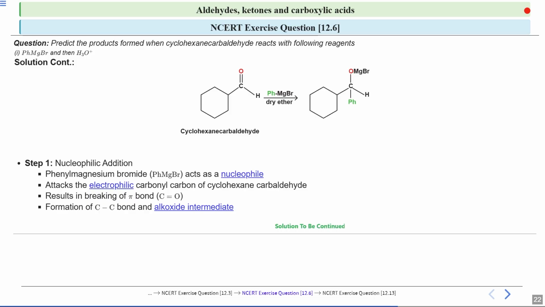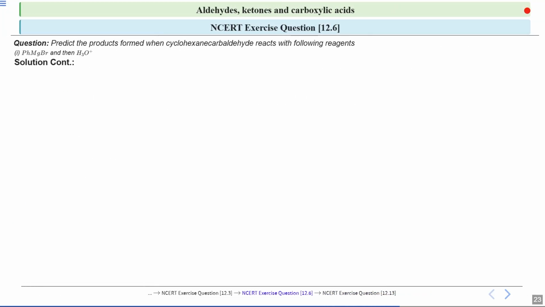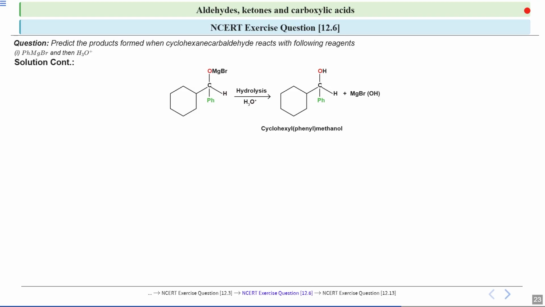Now we will see what happens in the next step. In the next step, you will see there will be protonation. This is an acid-base reaction where the intermediate formed in the previous step reacts with hydronium ion. First, H3O+ donates a proton to the oxygen atom of the alkoxide intermediate. Here you will see that this stabilizes the molecule.